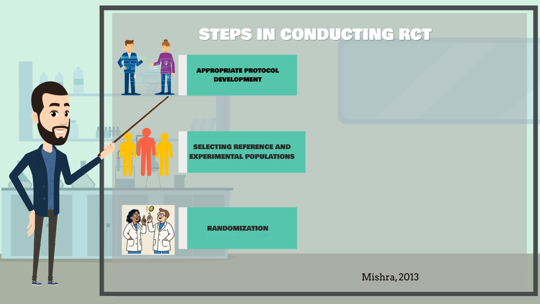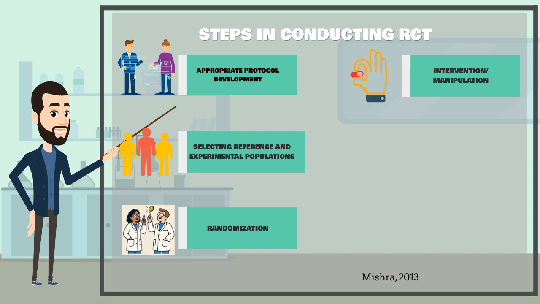Randomization comes next and is often described as the heart of an RCT. Participants are randomly assigned to either the study or control group, which helps eliminate bias and balances factors that could affect outcomes. Then comes the intervention or manipulation, where the researcher deliberately applies or removes a factor, such as administering a drug or introducing a new treatment, to observe its effect.